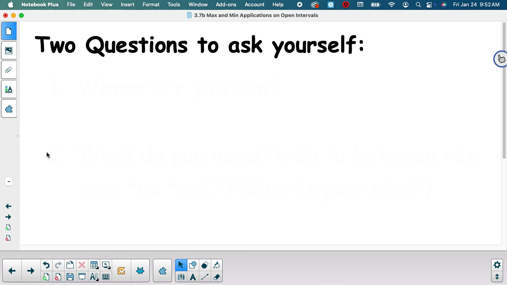Today, we are going to continue to look at the last little piece I want us to be responsible for this unit, and that's going to look at more application questions, maximizing, minimizing, but max and mins on an open interval type question. So very similar.